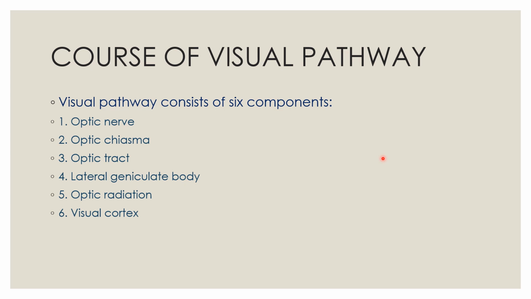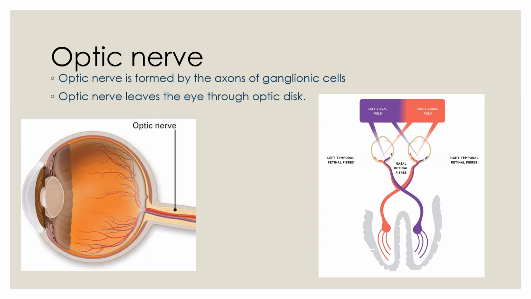Now we are going to study this entire pathway under 6 components, which are the optic nerve, optic chiasma, optic tract, lateral geniculate body, optic radiation and visual cortex. If we get a clear idea about these 6 basic components, you can understand the entire pathway very easily. So we are going to study each point one by one. First we'll start with the optic nerve.